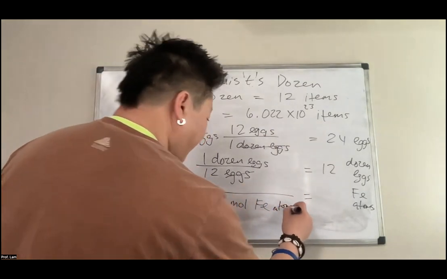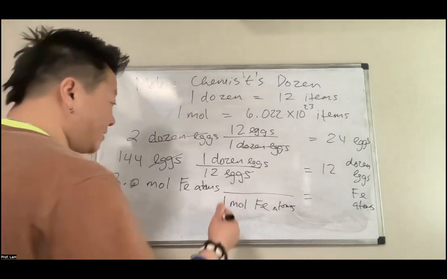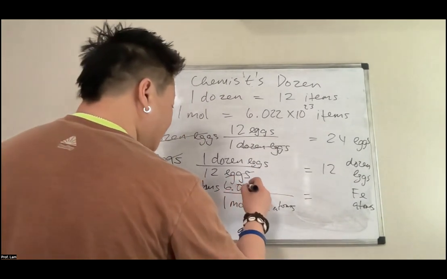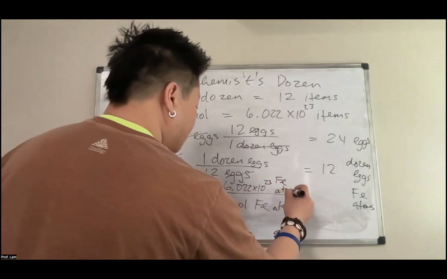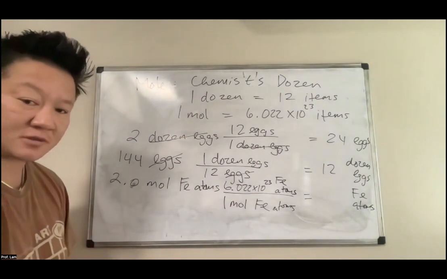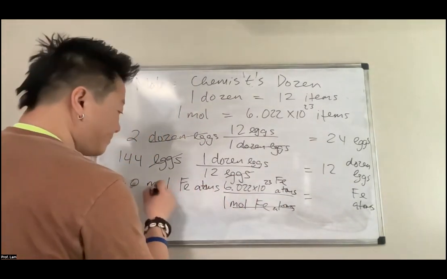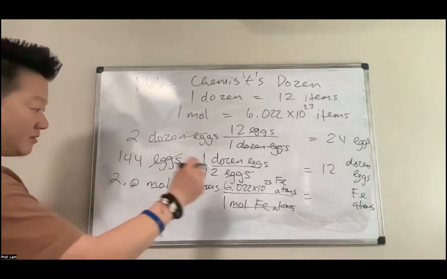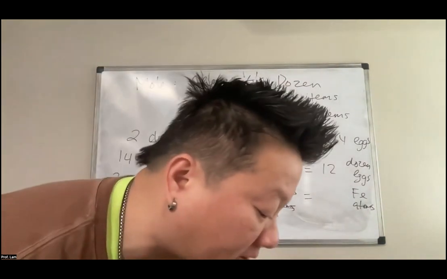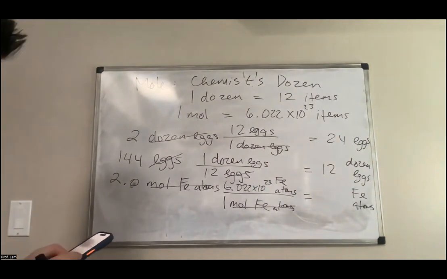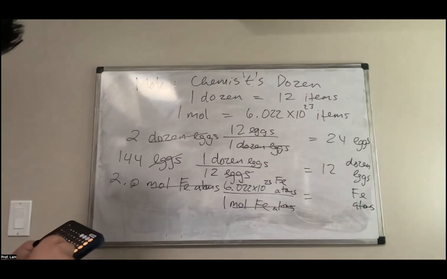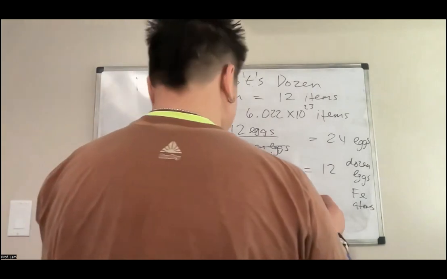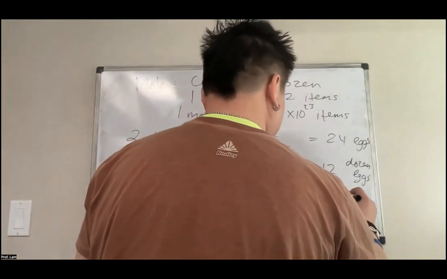atoms, you can even be very specific, right? 1 mole of iron atoms. And on top, that is 6.022 times 10 to the 23rd iron atoms, because that's what you want out. So you take 2 times that. Punch that into your calculator. You're going to get 1.2 times 10 to the 24.